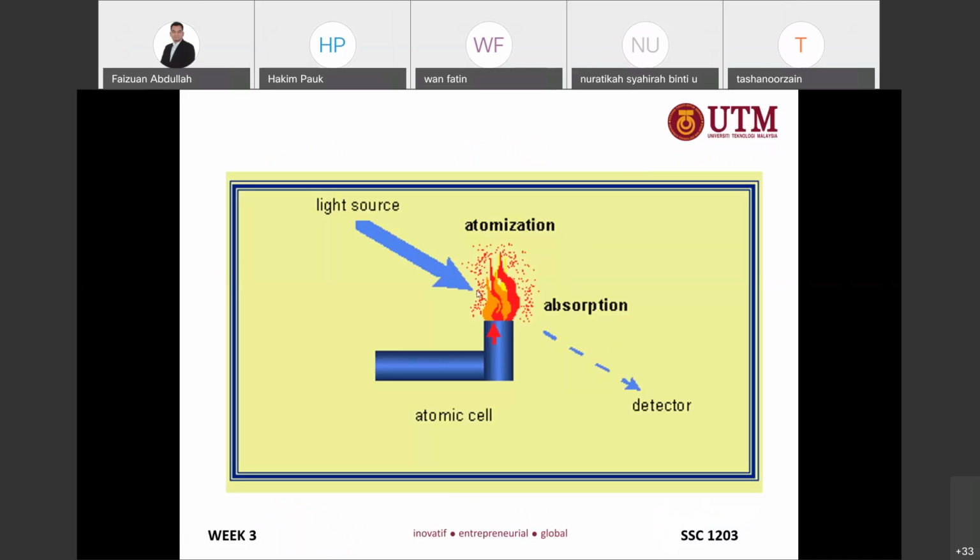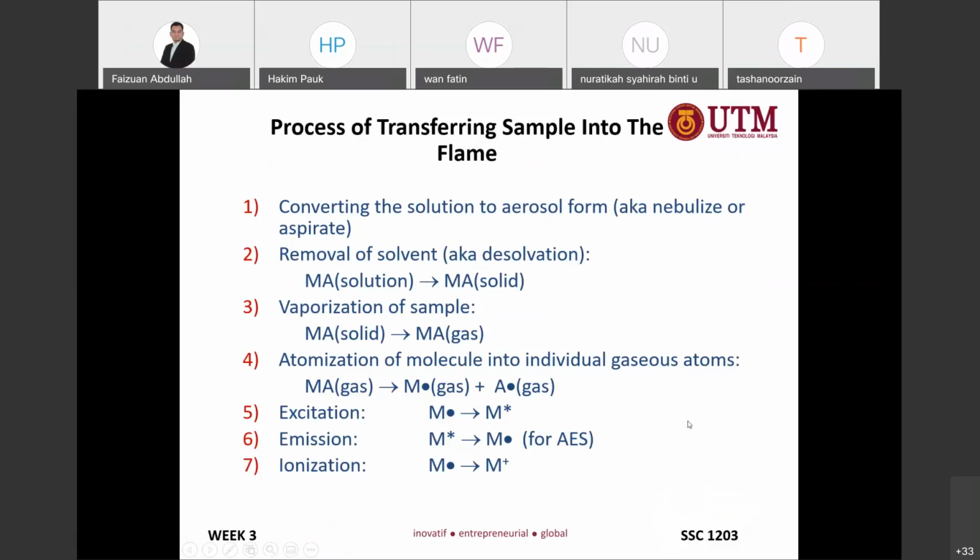Alright, so from the previous class, we have learned about the absorption of spectrum from the analyte, the concept of AAS. So the detector will detect the loss of some energy in the spectrum due to absorption of the spectrum by the analyte. The process of transferring sample into flame, okay.